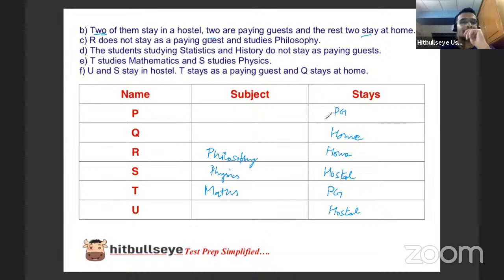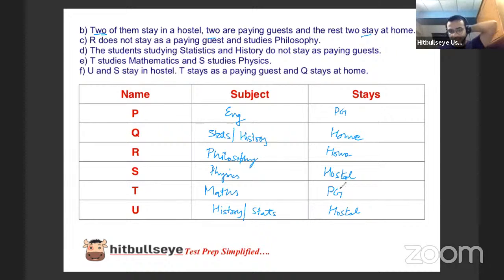Okay. Then the students studying statistics and history do not stay at PG. So it has to be statistics over here or history, and over here it can be history or statistics. Which subject is left now? We have English, so English has to be for P because he is staying at PG. That completes our table, right? That gives us our table.